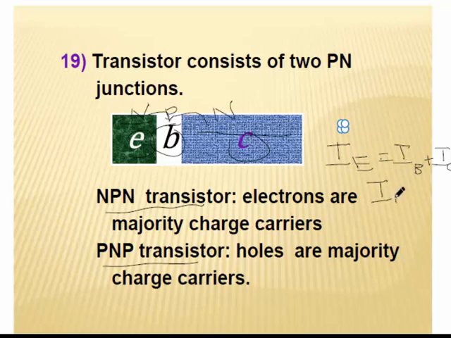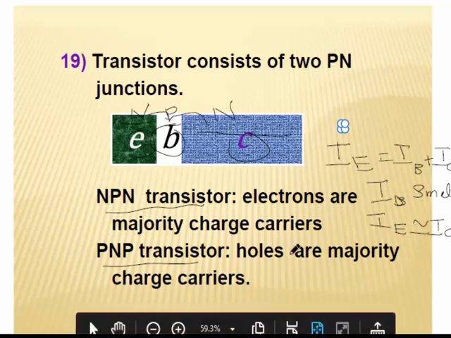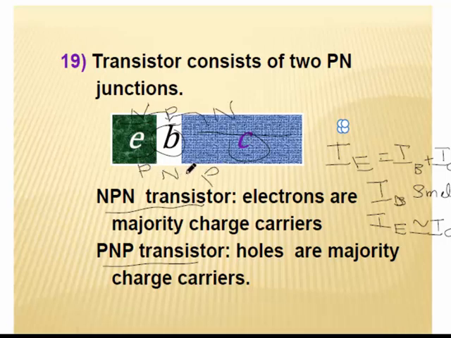Since IB is very small, that's why IE is almost nearly equal to IC. In PNP transistors, holes act as the majority charge carriers. In PNP, holes move from emitter to base, base to collector.